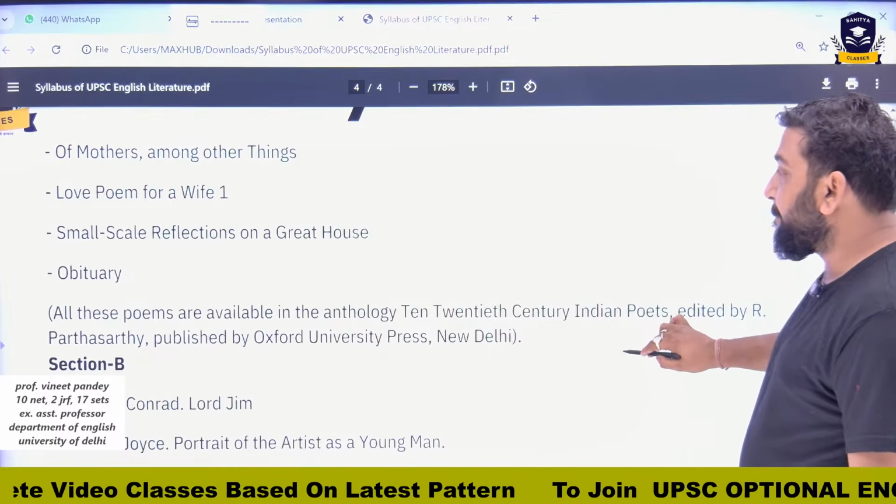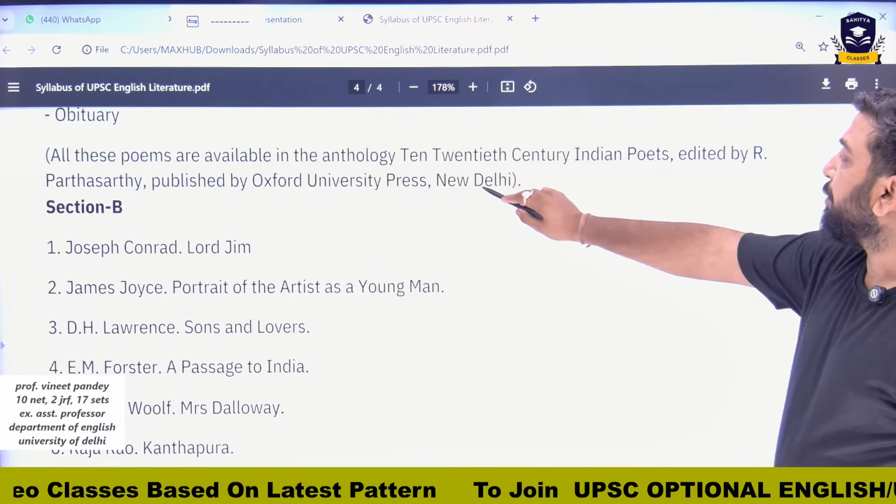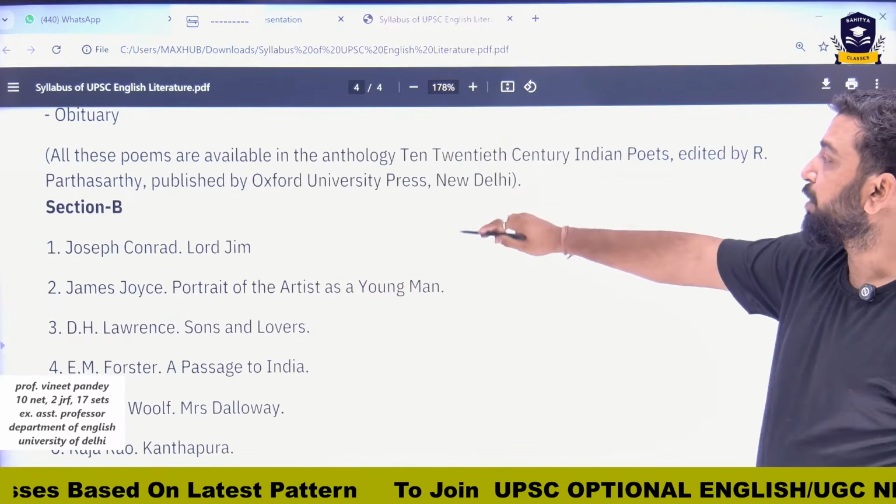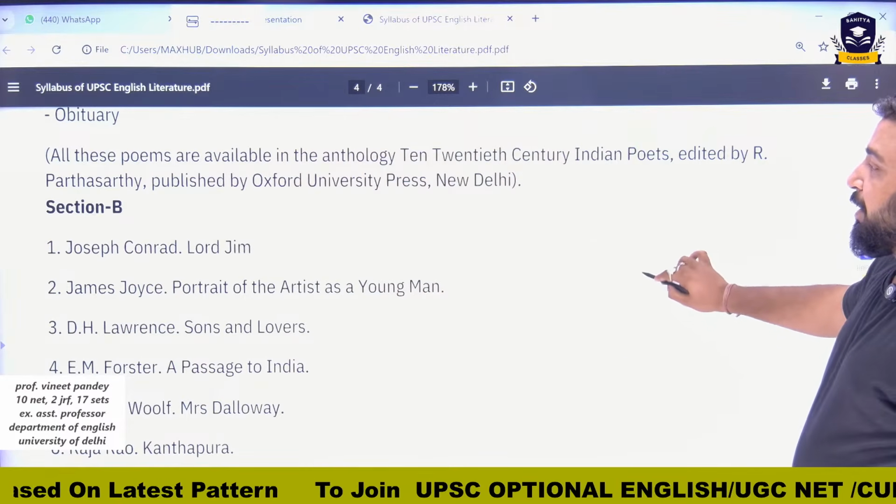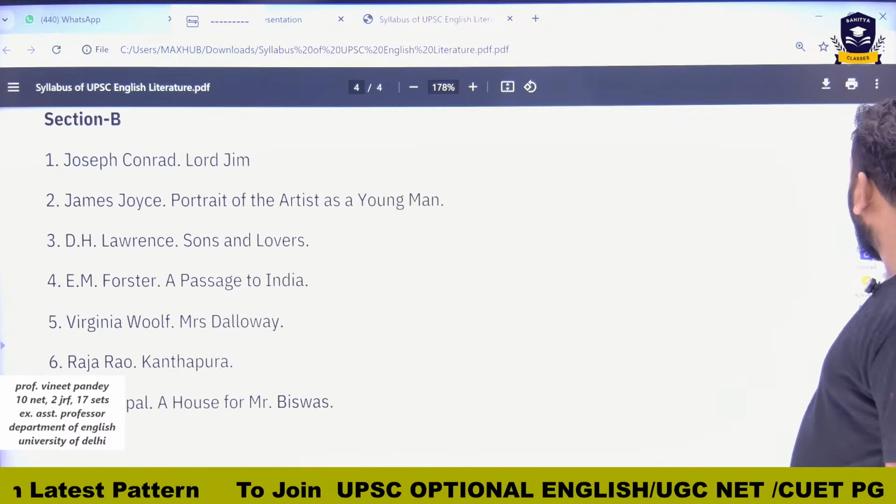Then see this thing. They have mentioned the book, that if you want to buy the book, you can buy it so that you can get all these things. No need to buy the book. I will be doing all these things.